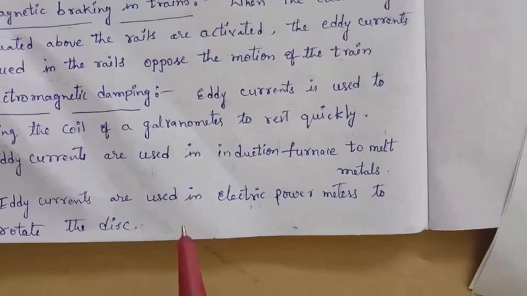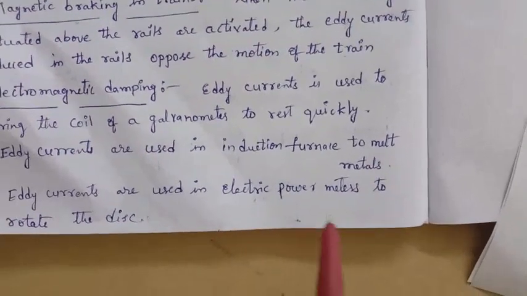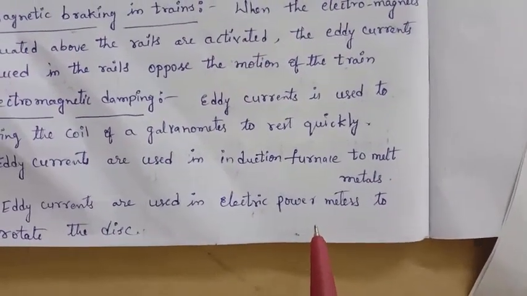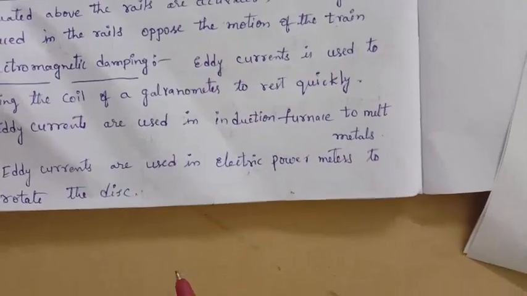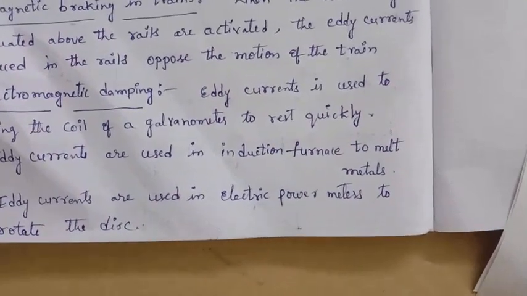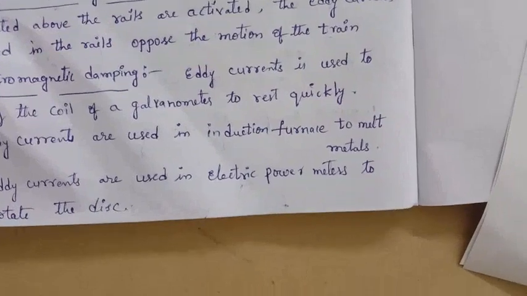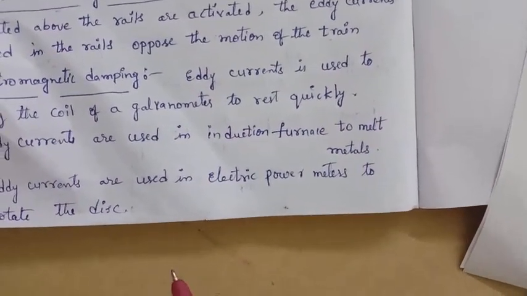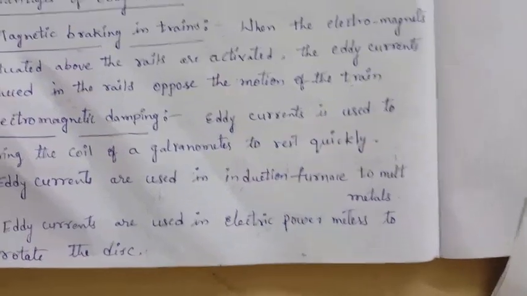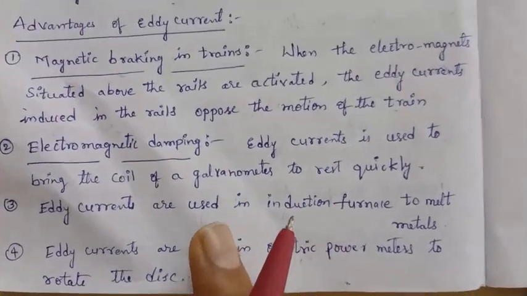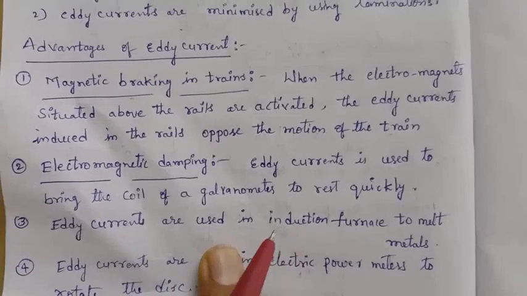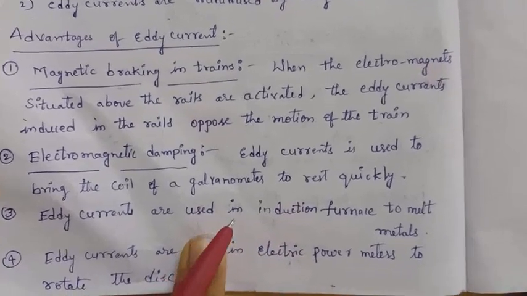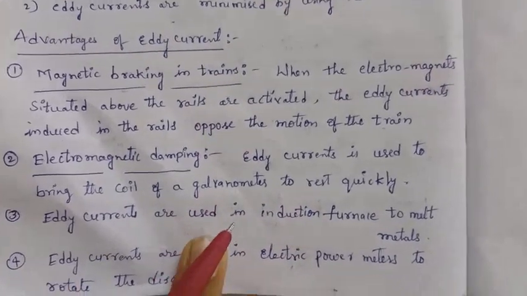And eddy currents are used in electric power meters. When alternating current flows, at that time the disc will be rotated. Previously, power meters had a rotating disc. Nowadays we have digital meters. So all of you once observe the animated videos of the eddy currents, then you can clearly understand the applications. Okay, bye.